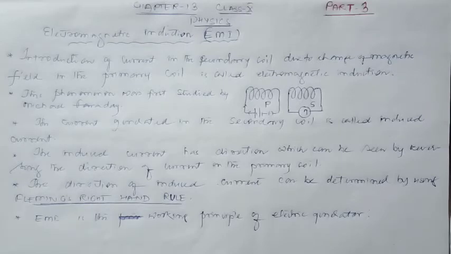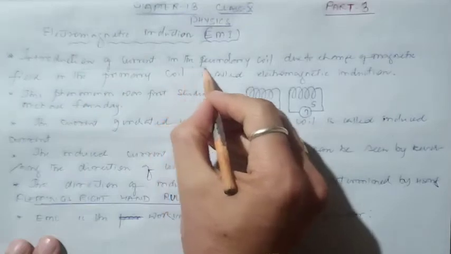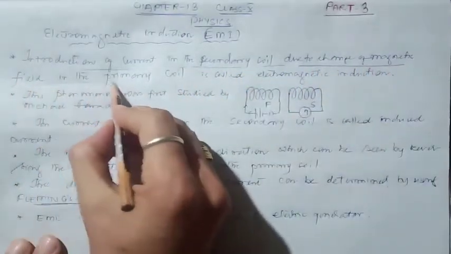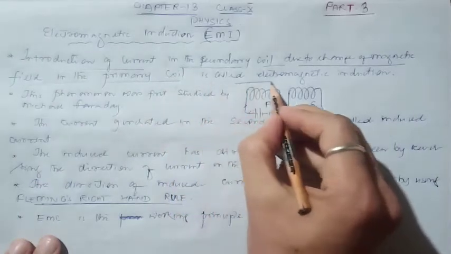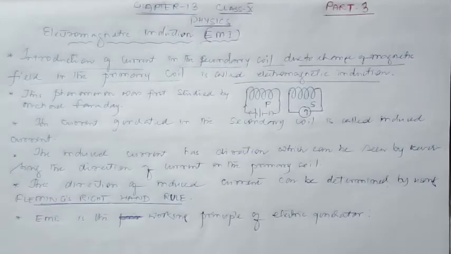So it's the induction of current in the secondary coil due to change of magnetic field in the primary coil, which is called electromagnetic induction. Students, what we have studied in the chapter electricity is that the source of electric current is the voltage. There should be a voltage, then only the current flows. If there is no voltage, the current will not flow.